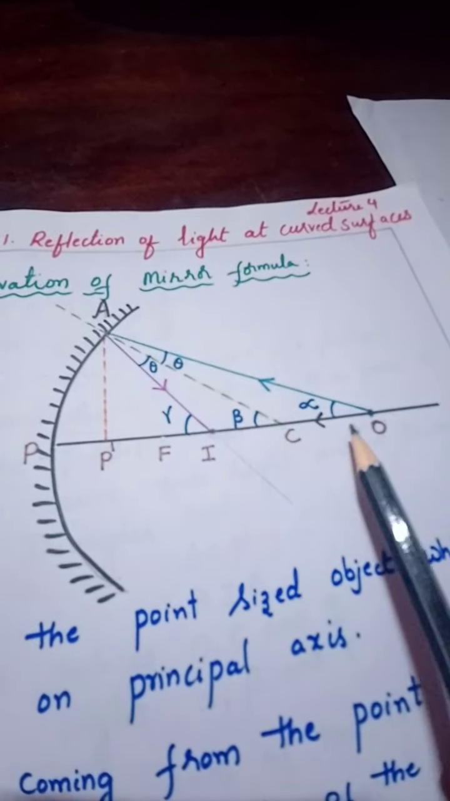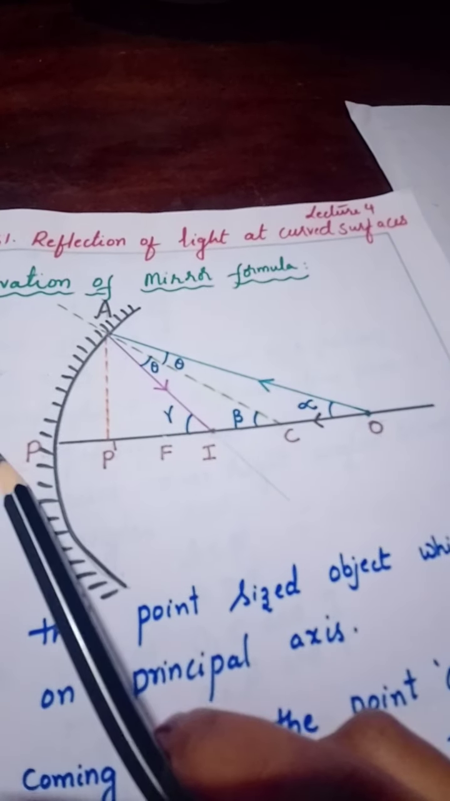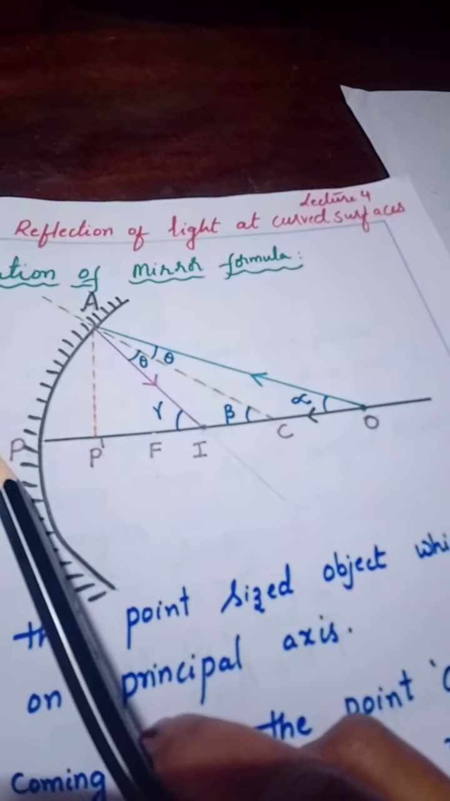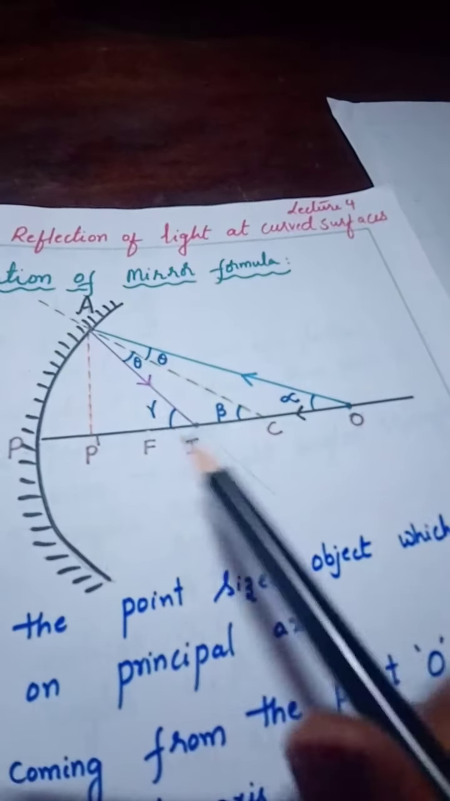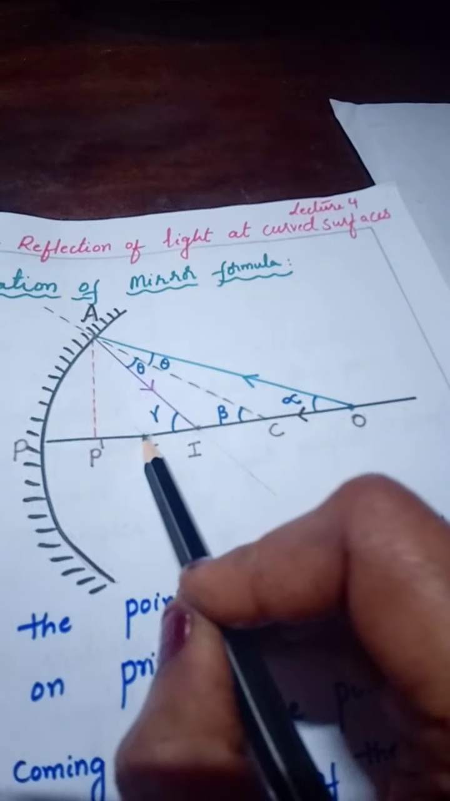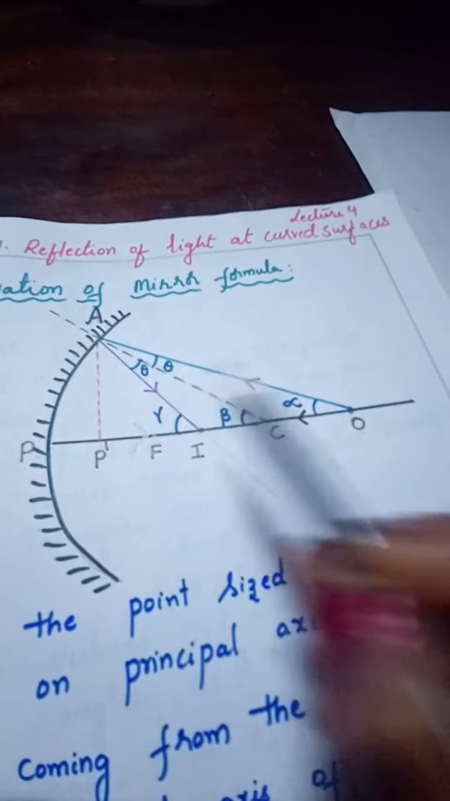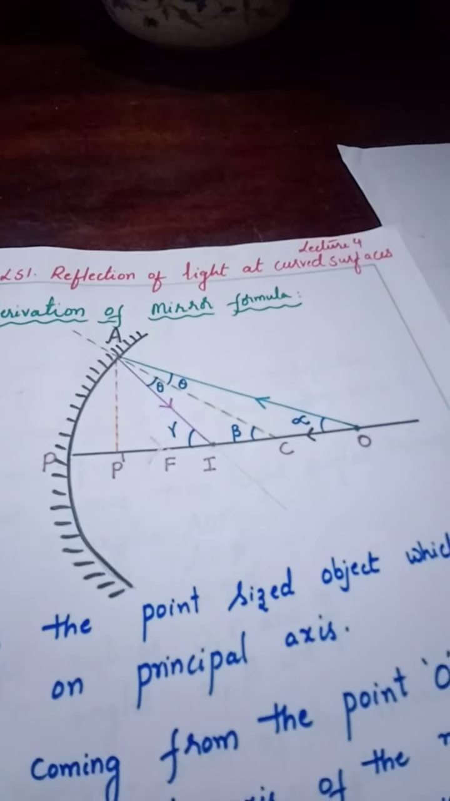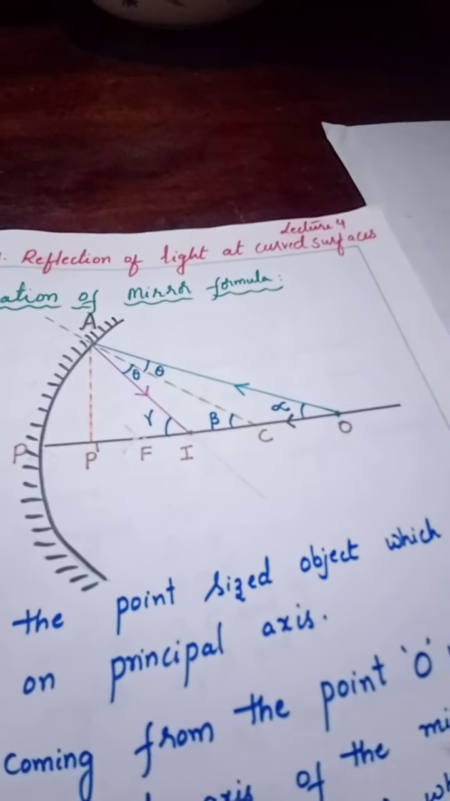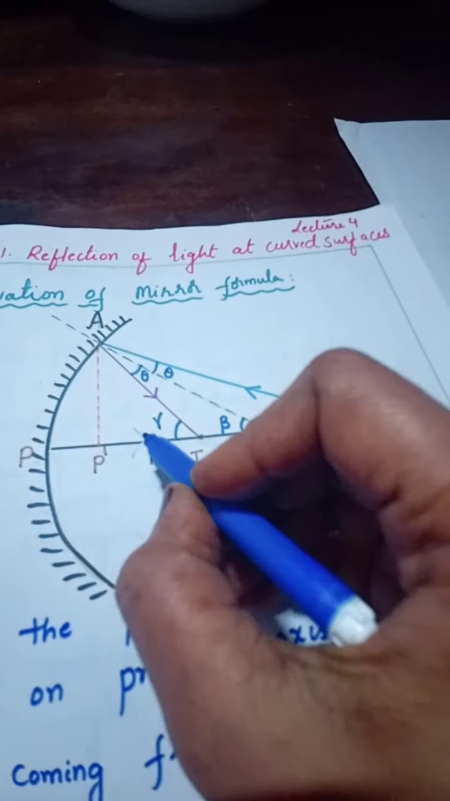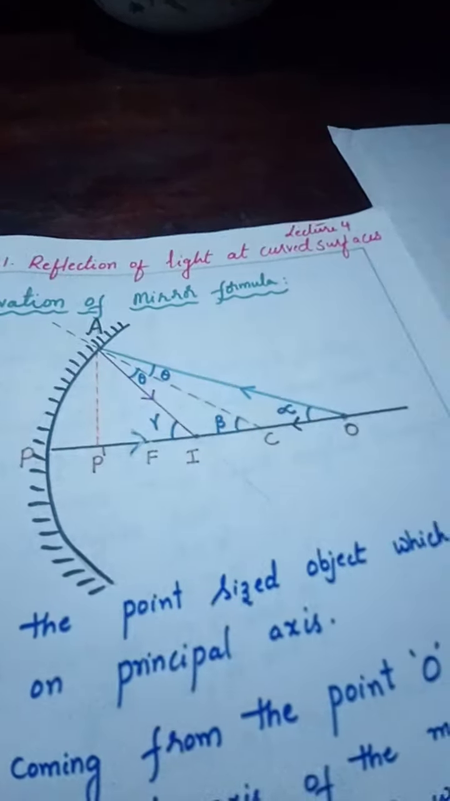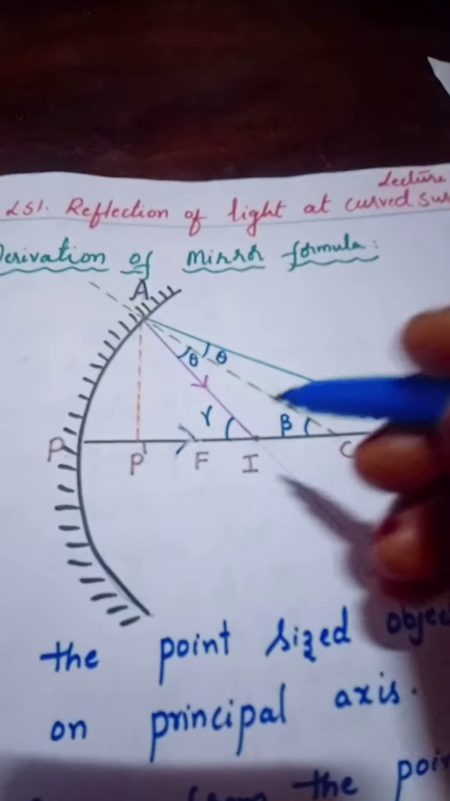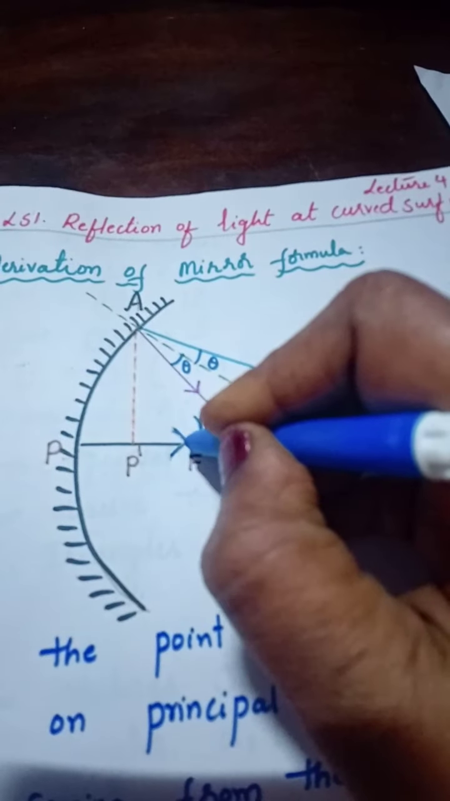When any incident ray travels along the principal axis, what have we learnt? There will be no deviation in reflection. The reflected ray retraces its path in this way. There will be no deviation. So this will be the reflected ray direction. I hope everybody understood.